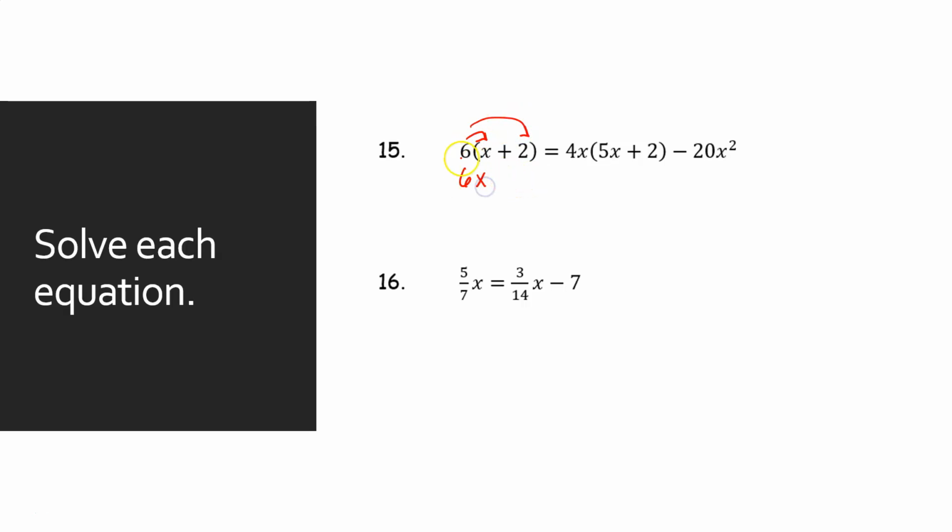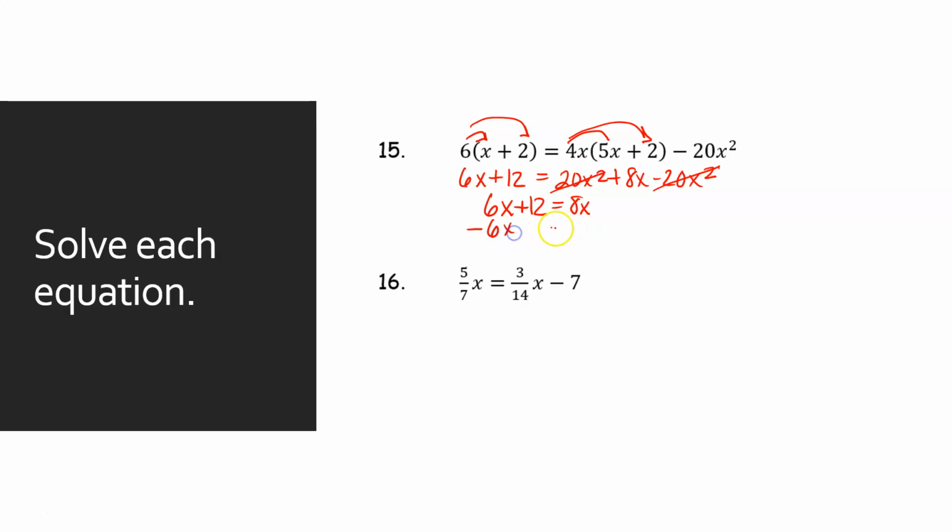6 times x is 6x, plus 6 times 2 is 12. 4x times 5x is 20x squared. 4x times 2 is 8x, minus 20x squared. So again, these cancel each other out because 20 minus 20 is 0. We're going to rewrite this as 6x plus 12 equals 8x.